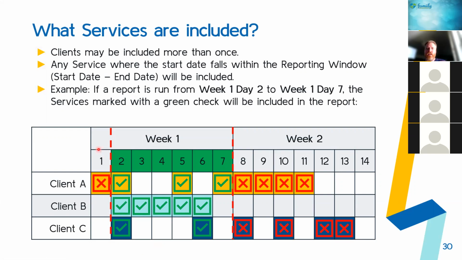So again, with this one, the same example, starting from day 2 to day 7 of week 1, this service, week 1, day 1 is not included. Any service added for start date of 8 or later is not going to be included. It's just this 6-day window in the middle where those services count. And again, for every single one of those services, the report is going to expect that the information is checked, complete and verified.